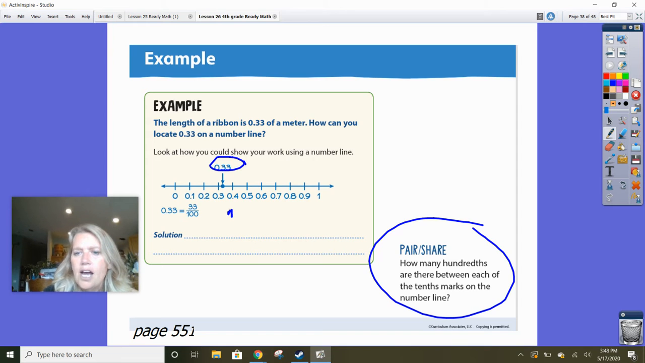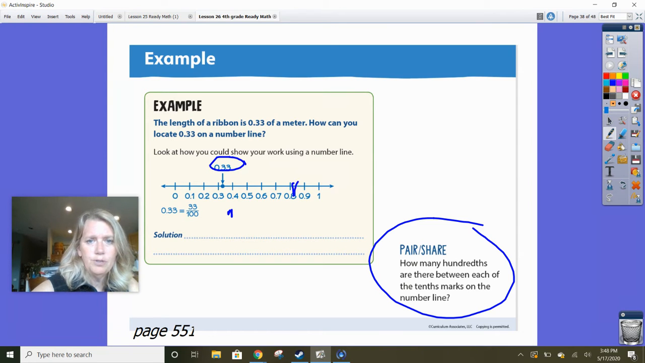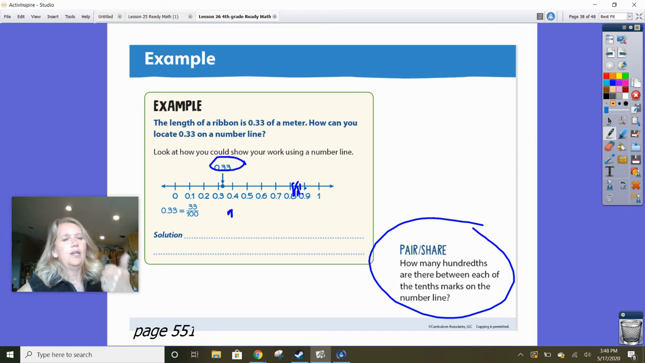How many hundredths are there between each of the tenths marks on the number line? What do you think? If you were to change this into hundredths, you would have to put 9 little cuts in there, so you had 10 pieces, right? If you're counting between 80 cents and 90 cents, it'd be 81 hundredths, 82, 83, 84, 85, 86, 87, 88, 89, 90 hundredths. So there will be 10 parts divided with 9 cuts, because that's how we cut them.